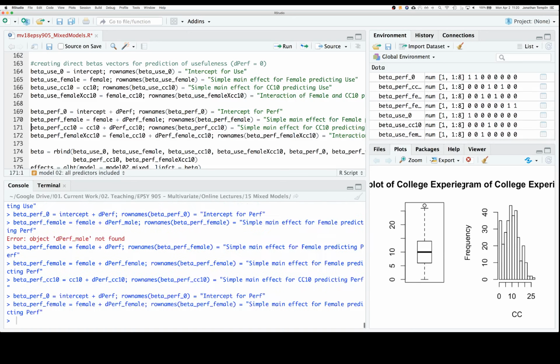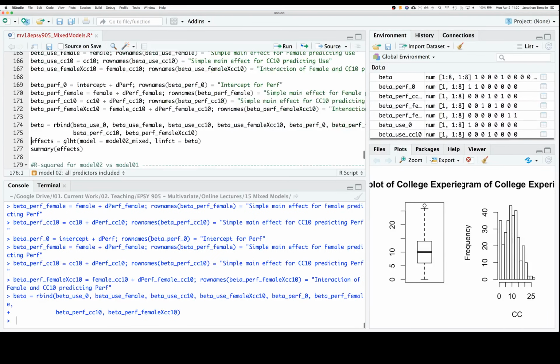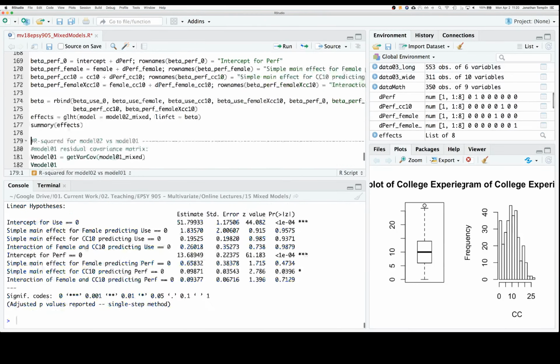So we put all that together, we build a big matrix of betas, and we look at our effects with GLHT, and now we get the parameter estimates the way we wanted to see them had we seen them from Lavaan. These are direct parameter estimates themselves. So what does this tell us? Let's go through and try to interpret these. These are much, much more direct than what we would have seen in the model output.